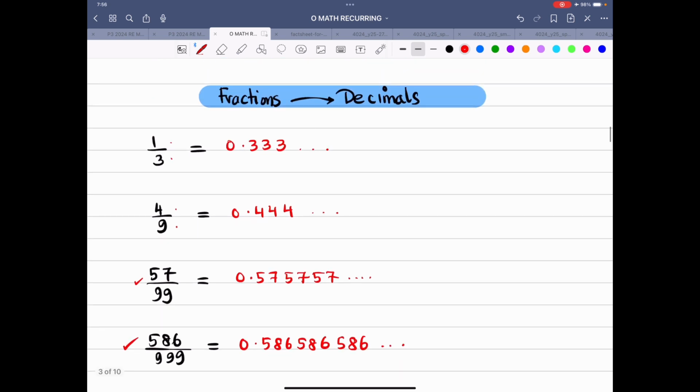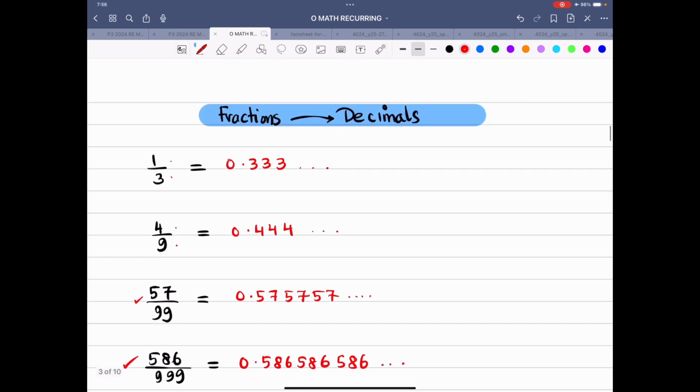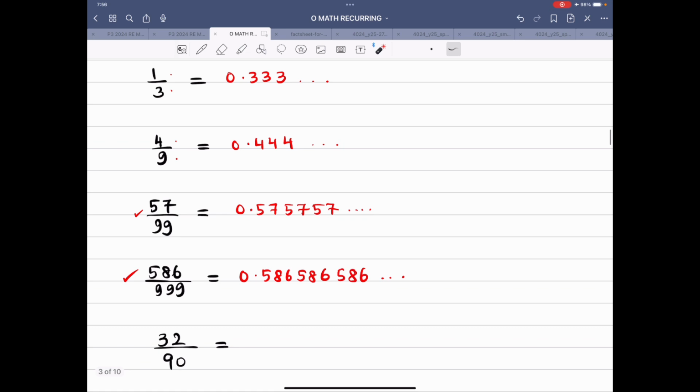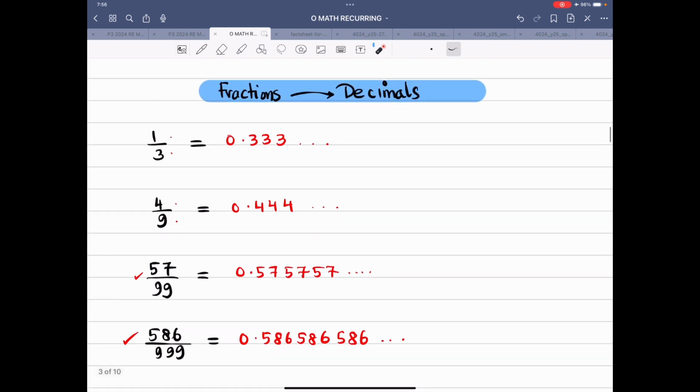Now these are fractions which do not stop. They keep on going. These are rational numbers, rational fractions, because the numerator is an integer and so is the denominator. But the decimals keep on going. Now in this one, the 3 keeps on repeating, the 4 keeps on repeating, the 57 part keeps on repeating, and over here in 0.586, the 586 part keeps on repeating.